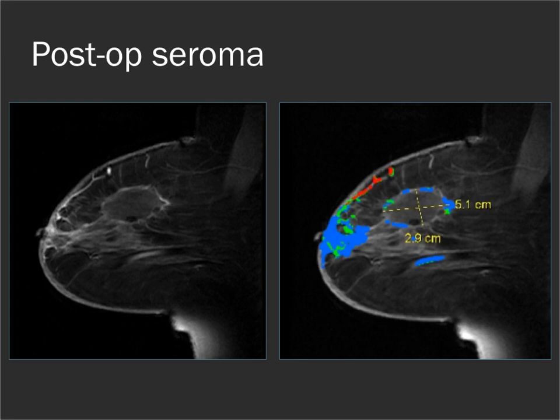So this is a typical benign post-op seroma. The patient is just a few weeks after surgery, and you can see here that there is a little bit of enhancement in the rim, but it's all benign. It's pretty smooth. There are no big nodules of washout type kinetics, which are going to.